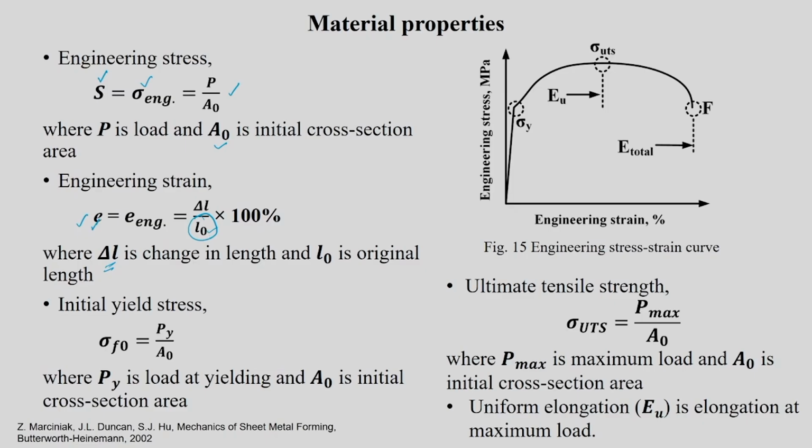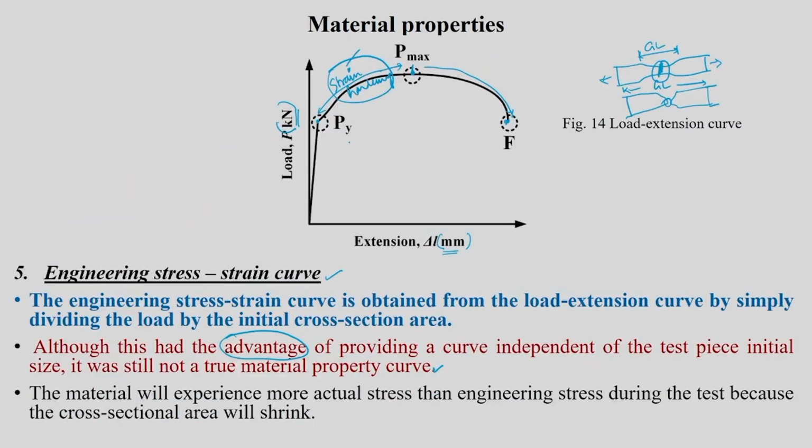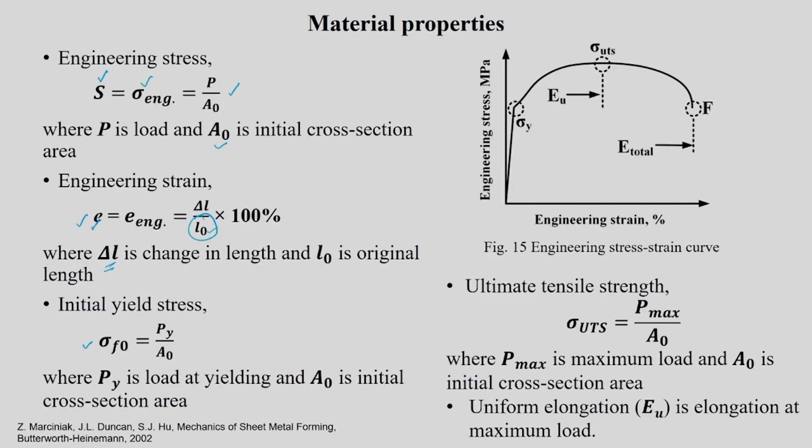And yield load we have seen. From yield load you can get the initial yield stress. It is called sigma F0, or sigma Ys also, and is nothing but Py by A naught, where Py is the load at yielding and A naught is the initial cross section area. If Py is known, as you have seen in the previous diagram, divided by A naught, it will give you your sigma Y or sigma F naught.